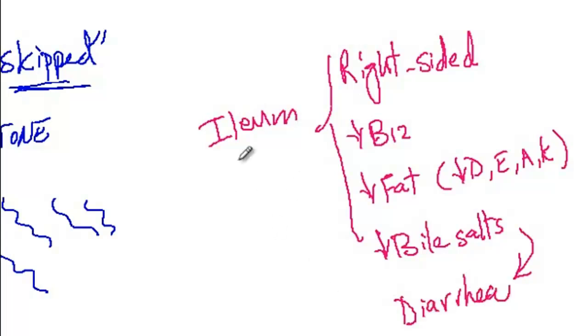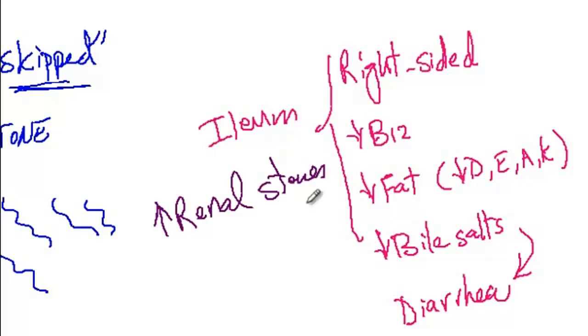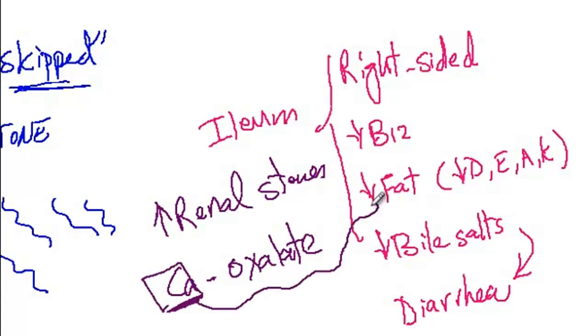Now, one other important feature of this disorder is that there is increased risk of oxalate renal stones. So what happens is that normally calcium will bind to the oxalate. But in patients with Crohn disease, since there is decreased absorption of fat, there would be accumulation of fat in the GI tract, as a consequence of which now calcium will bind to the fat, and so oxalate will now be free to absorb. So therefore, there would be increased risk of oxalate renal stones in patients with Crohn disease.